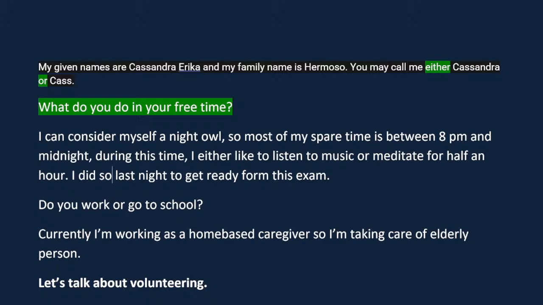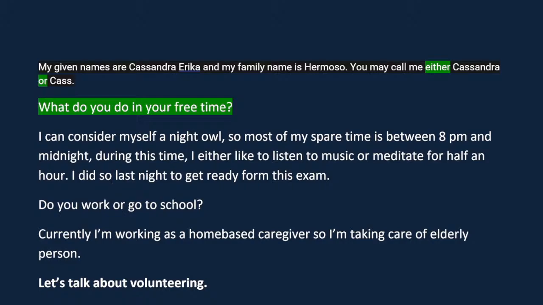No, wait, Lynette, slow down. Focus really on the content, okay? So everything has to be clear, right? So here we go. I can consider myself a night owl. What does that mean? It means my spare time is between 8 p.m. and midnight. What do I do during this time? During this time, I either listen to music or meditate for half an hour. When did I do this last? I did this last night to get ready for this exam.